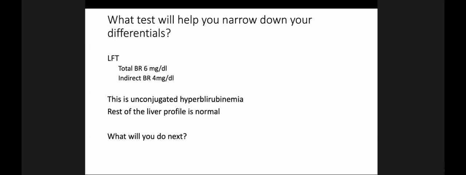The rest of the liver profile is normal, right? What will you do next? So in this patient, I'm thinking of a hemolytic type of jaundice. So maybe a full blood count would be prudent to check for anemia. Agreed, right? So you want to do a full blood count.